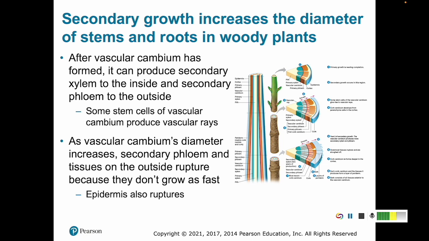Secondary growth will increase the diameter or the width of stems and roots in woody plants. After the vascular cambium has formed, it can produce secondary xylem inside and secondary phloem outside. Some stem cells of the vascular cambium will produce vascular rays. And as the vascular cambium diameter increases, secondary phloem and tissues on the outside rupture because they don't grow as fast. And the epidermis also ruptures.